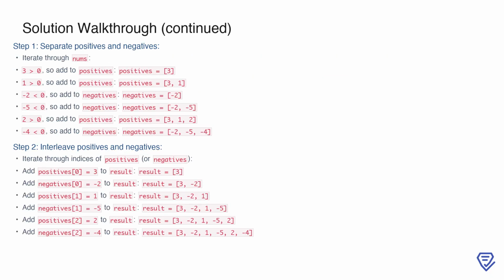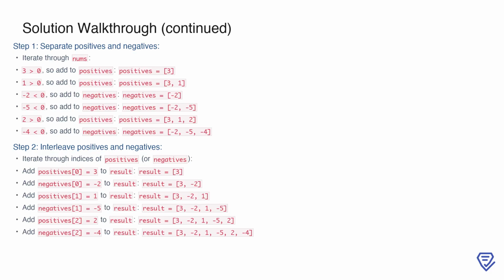The first step is to separate the positive and negative numbers from the input array. We iterate through each number in nums. When the number is greater than 0, we add it to the positives list, and when it's less than 0, we add it to the negatives list.